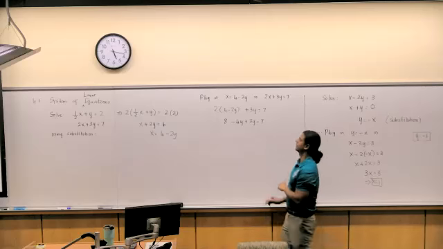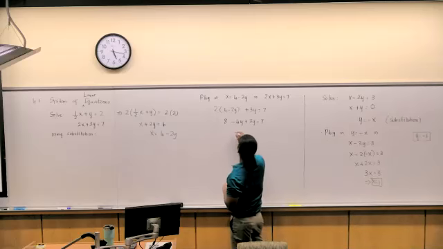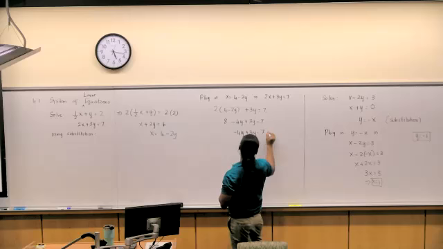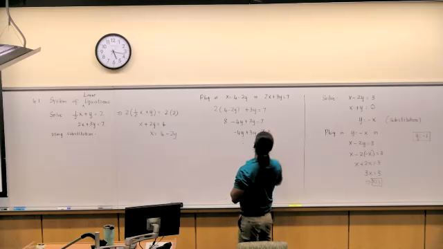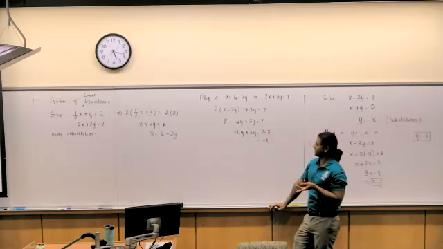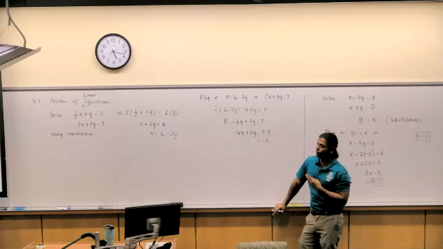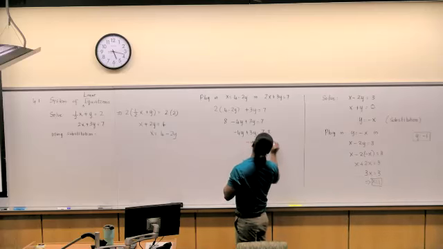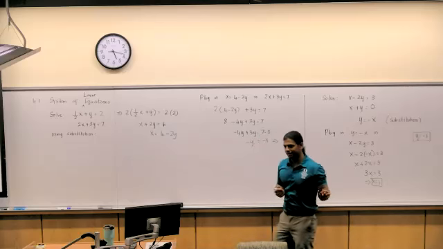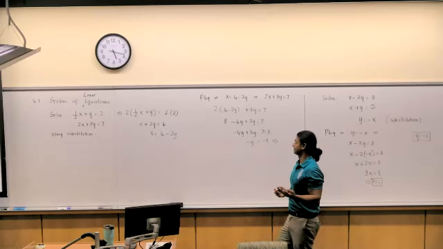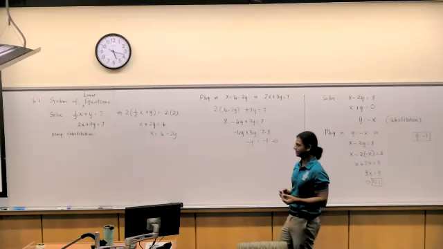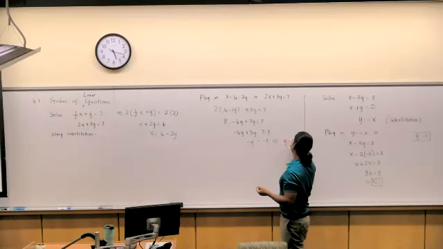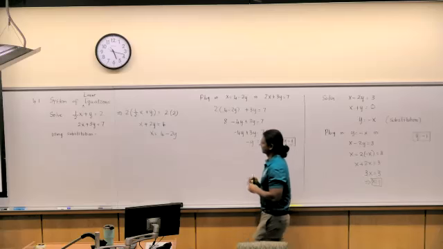Move the 8 to the other side. Negative 4y plus 3y equals 7 minus 8. 7 minus 8 is negative 1. Negative 4y, positive 3y is negative y, which would imply y is negative 1.